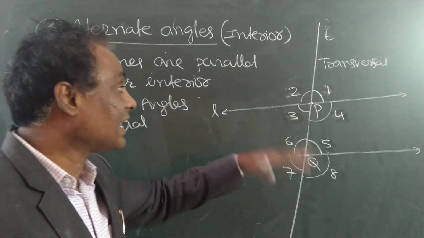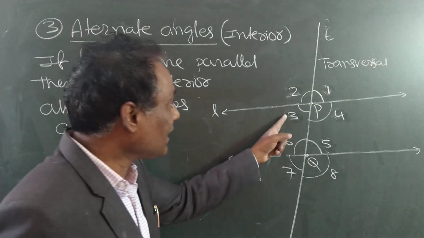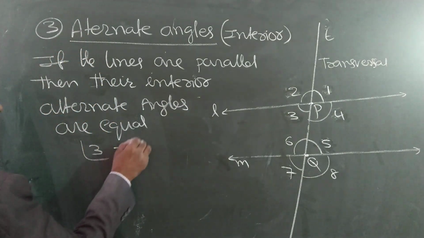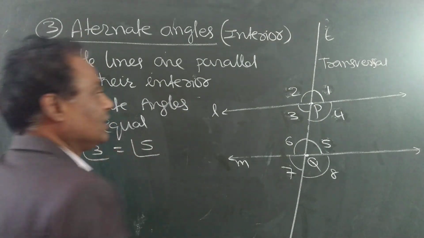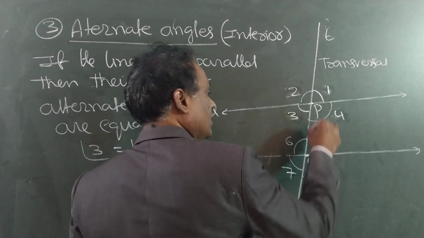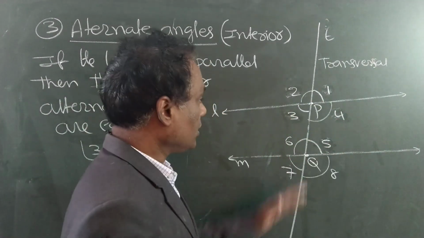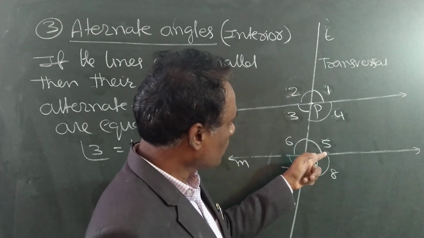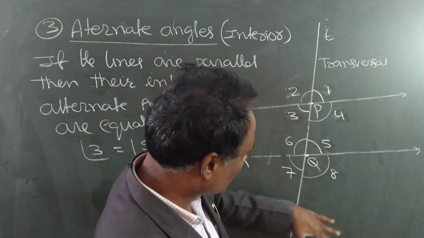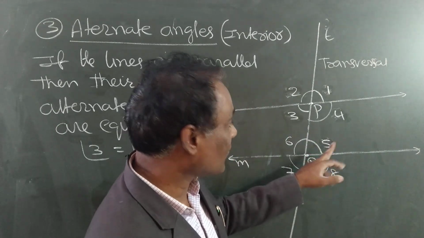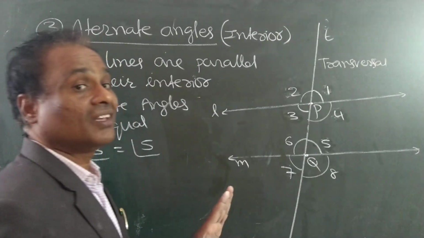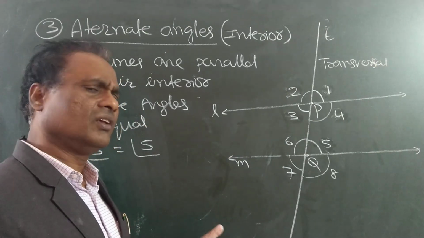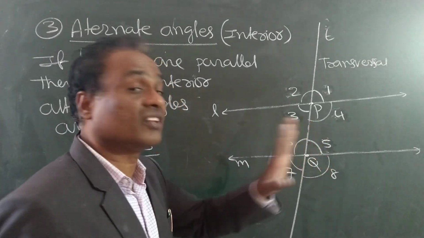So interior alternate angles: 3 and 5 are alternate angles. Very, very important. If a transversal is meeting these two lines, one angle this side, one angle that side, both are inside only, not outside the lines. 3 and 5 are interior alternate angles. Generally I say alternate angles, and that is also enough.